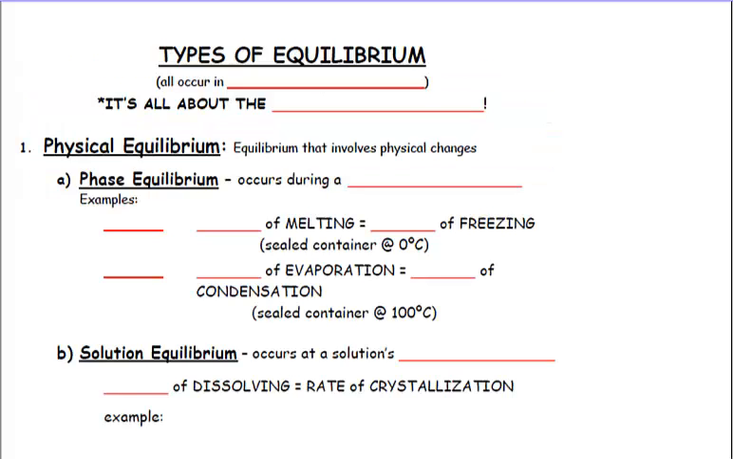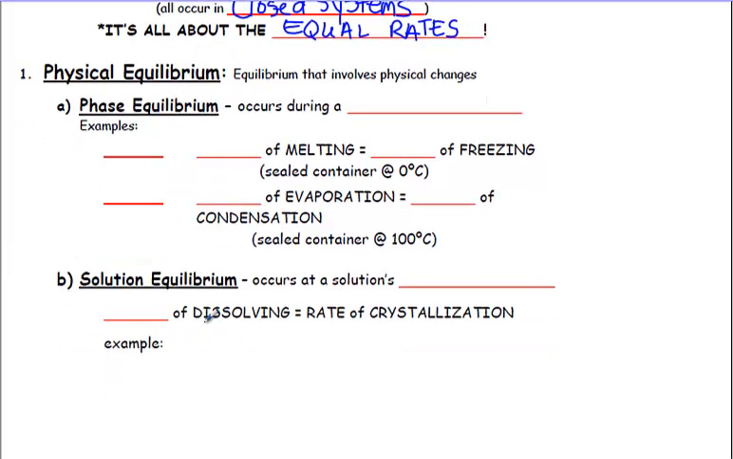All right, types of equilibrium. They all occur in closed systems, and it's all about the equal rates. That's all it's about. So physical equilibrium is an equilibrium that involves physical changes, so solid to liquid to gas. Those are physical changes, or phase equilibrium, or solution equilibrium.